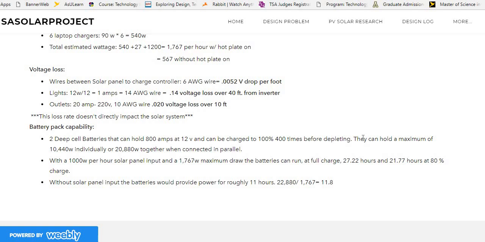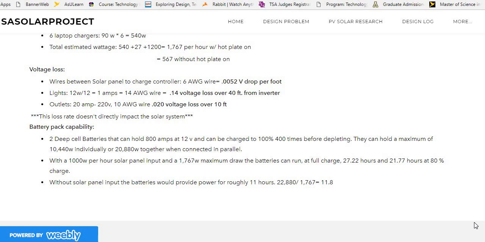After that, we have the battery pack capability. The 2 deep cell batteries can hold about 800 amps at 12 volts. And the way you would calculate that would be watts is equal to amps times voltage. That would show that they could hold a maximum of 10,000 watts individually, or a little over 20,000 together when connected in parallel.